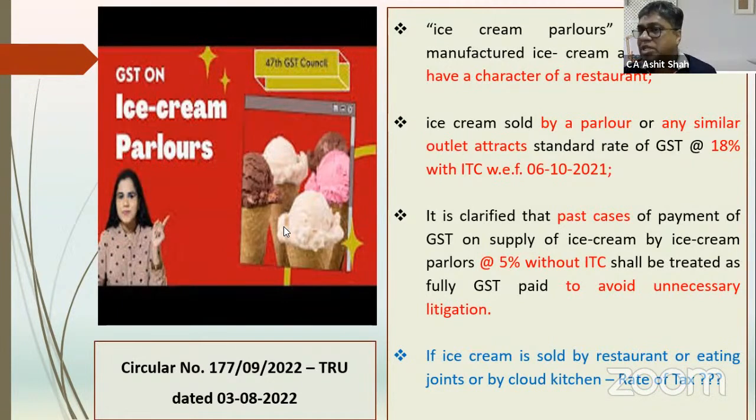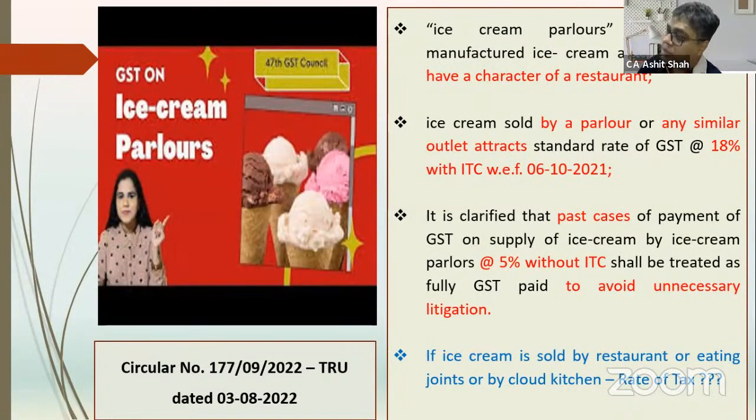Ice cream parlors normally sell ready-made ice cream, so the confusion was whether, when ice cream parlors supply ice creams, the tax has to be discharged at the rate applicable to that product, or whether it would be considered a supply of services by a restaurant. It has been held that the ice cream parlor sells already manufactured ice creams and does not have the character of a restaurant, and therefore ice cream sold by the parlor or any similar outlet attracts the standard rate of GST at 18% with effect from 6th of October 2021.